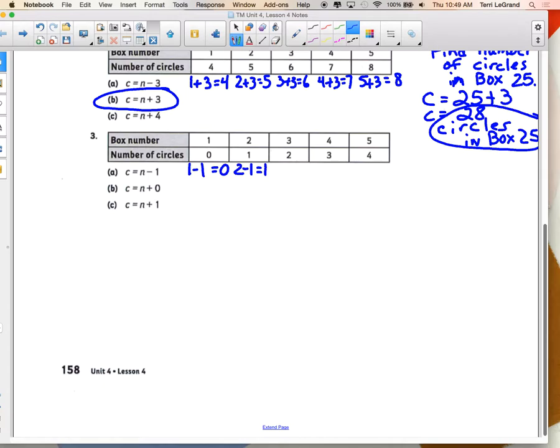Looks like it works. Box number 3, take away 1, our pattern gives us 2 circles. Looks like it works. 4, take away 1, should give us 3 circles. It does. 5, take away 1, should give us 4 circles, and it does. Okay? So what's our algebraic pattern? Which one? Letter A, B, or C? Letter A. Okay.